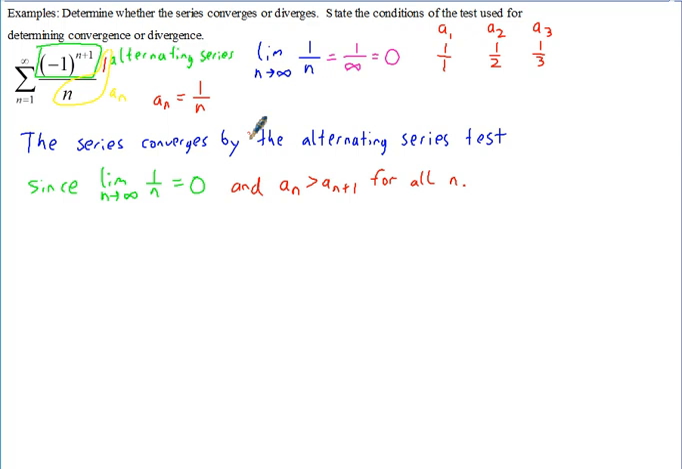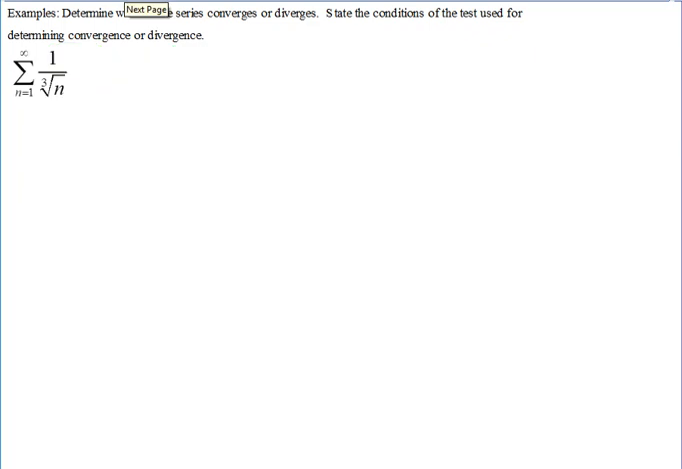All right, let's take a look at the next one here. We've got 1 over the cube root of n. Well, notice that's the same as 1 over n to the 1/3. So you can see this fits our p-series test with p equaling 1/3. And since that's less than or equal to 1, we know by the p-series test this diverges.